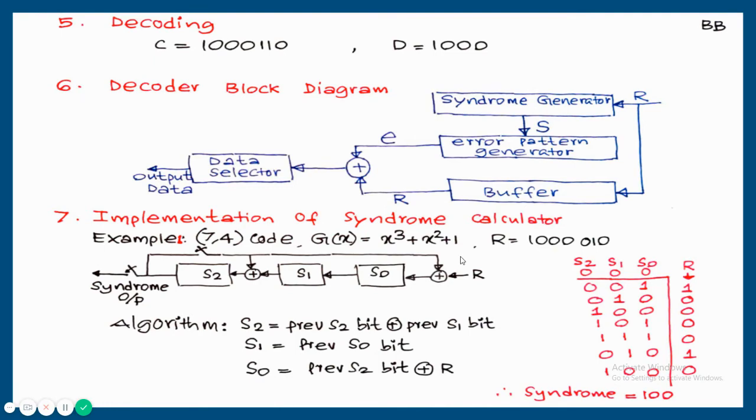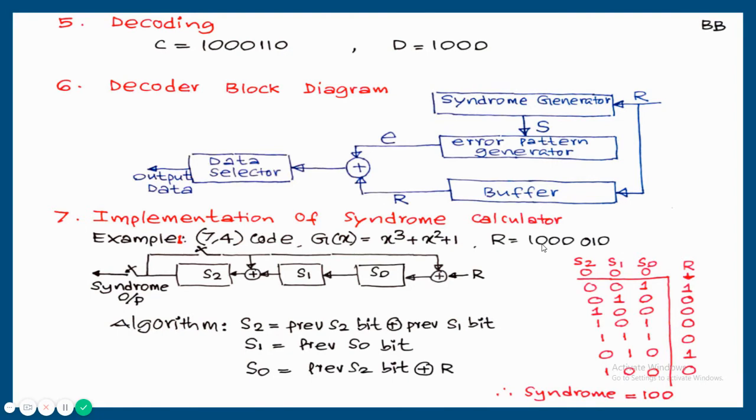I am showing an example here. The received code is 1000010. That is written here. Initial positions of S2, S1, S0 are 000. Using this algorithm, calculation is done here, and finally the syndrome bits are 100. So syndrome is equal to 100 for this case.